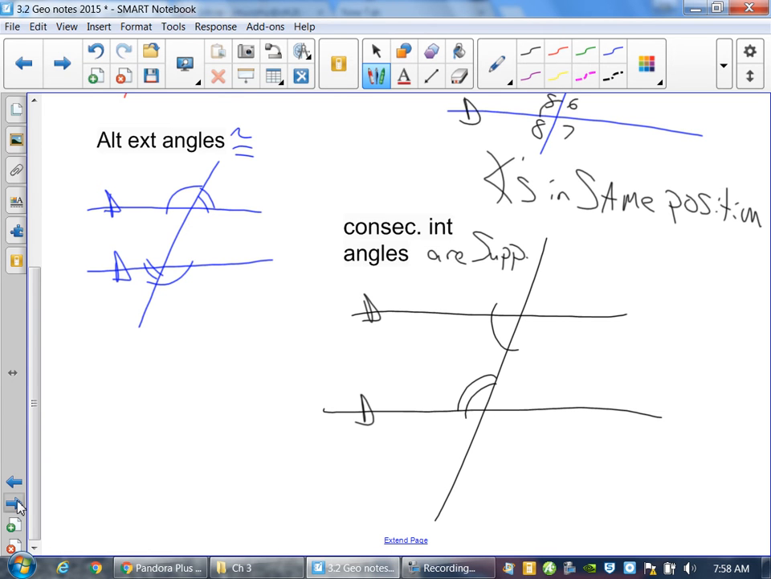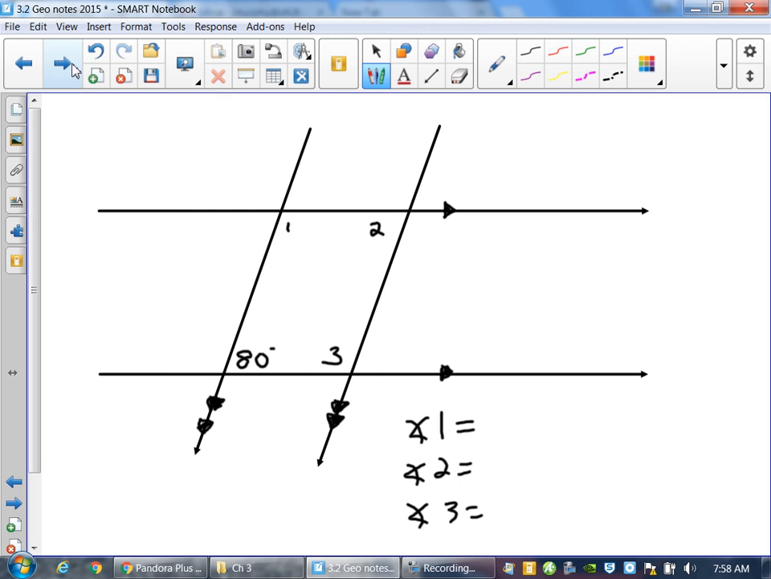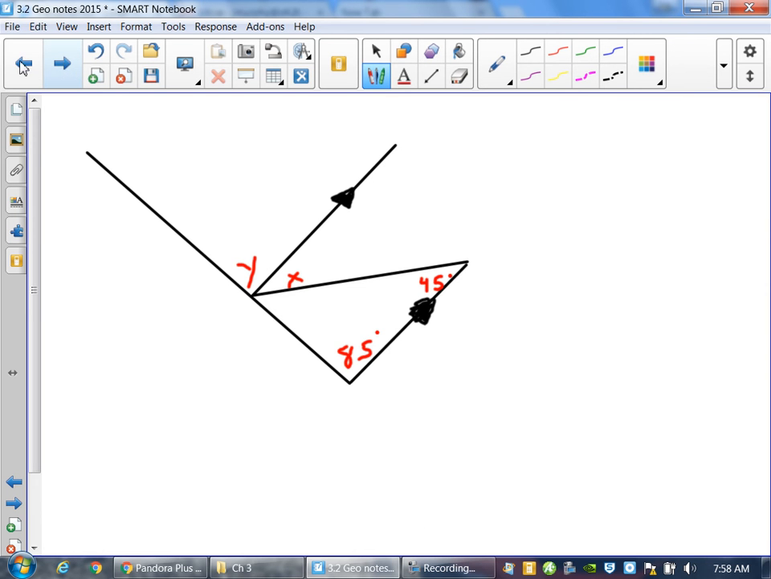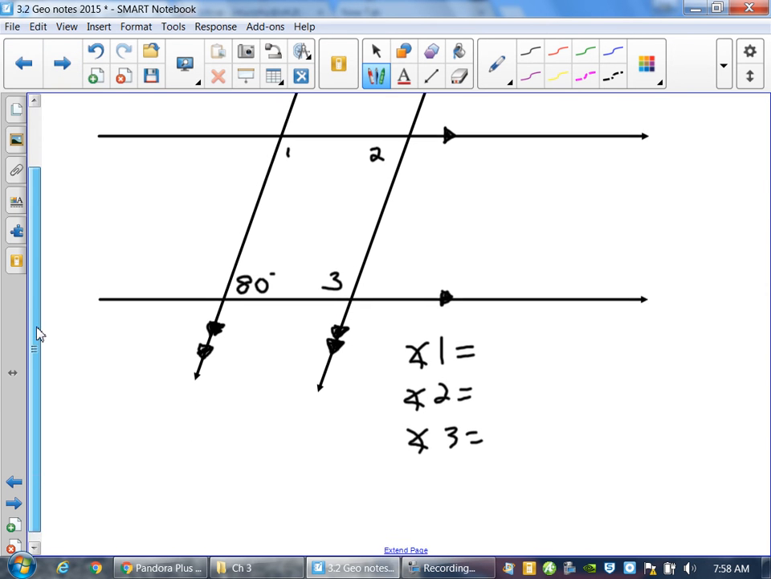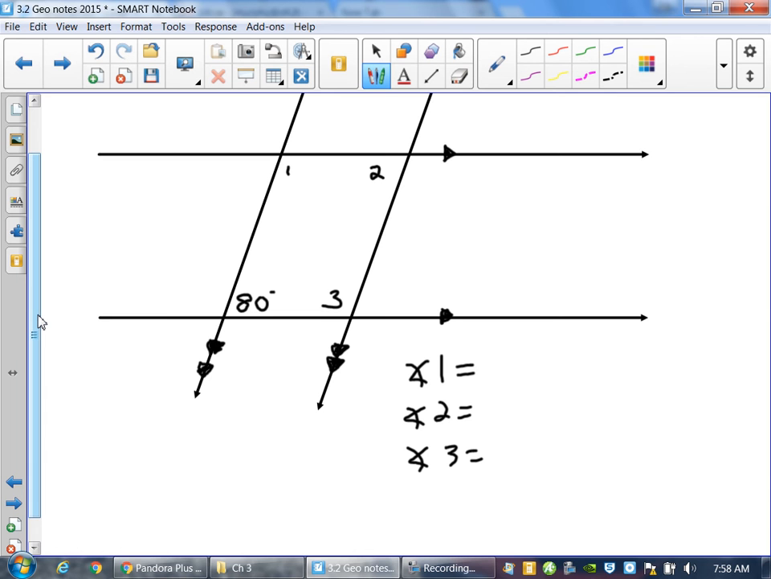So let's look at some algebra of this. Let's see what we can do. Is there a certain way you have to number the angles? Like 1, 2, 3, 4? No. Normally I just go clockwise, and that's just what I do. Angle number 2 is 80 degrees.